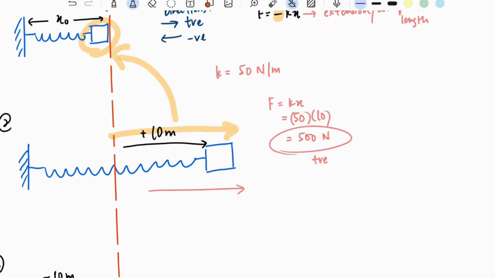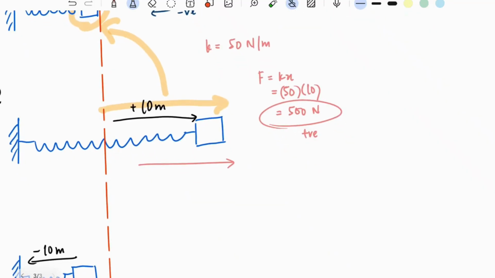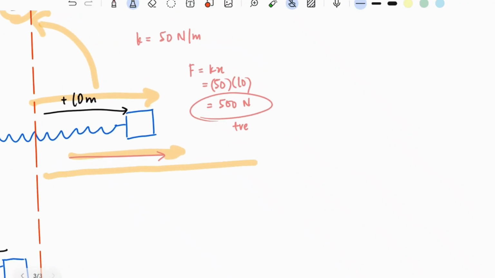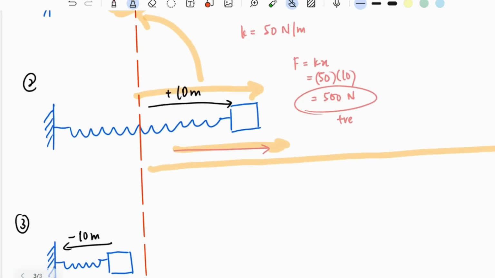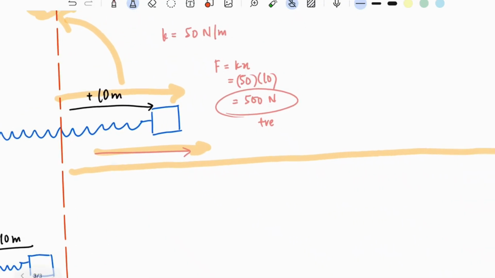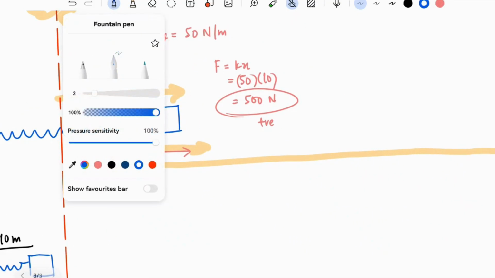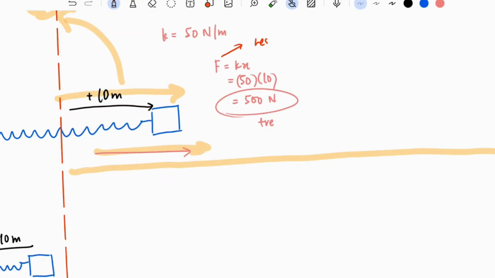Now, if my force is to the right, it means my spring is going to keep extending until the end. Which doesn't make sense, right? It's not correct, right? Because the reason the spring bounces is that it wants to restore to its equilibrium position. So, in other words, this F is actually known as restoring force.